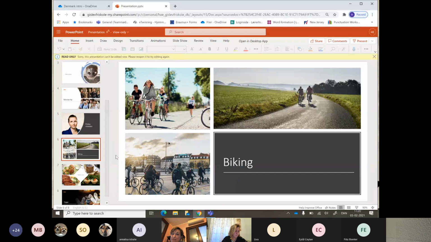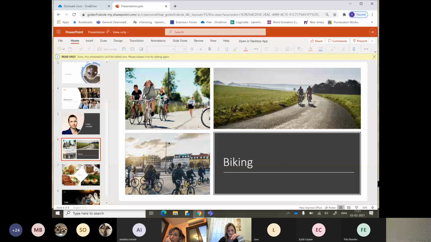And another little thing about Denmark is biking. I think most people, if you think about Denmark, think that biking and cycling is something we do a lot, even in the countryside. I think actually Denmark is known as the country with the most biking roads and places where you can bike.